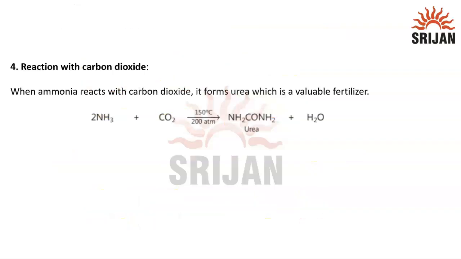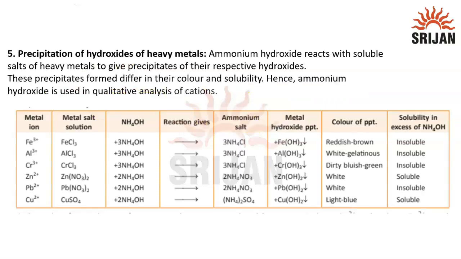Then the fourth, we have reaction with carbon dioxide. When ammonia reacts with carbon dioxide, it forms urea, which is a valuable fertilizer. Ammonia on reacting with carbon dioxide at 150 degrees Celsius and 200 atm pressure will give us urea, whose formula is NH2CONH2, along with water.